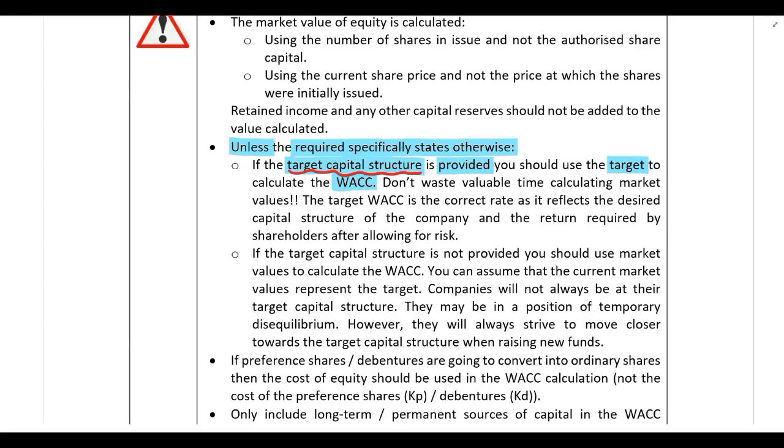Don't waste valuable time performing calculations that you don't need to perform. All right, so you can see that again over here. Don't waste valuable time calculating market values if the target capital structure has been given. On the other hand, if the target capital structure has not been provided, then you are going to use market values to calculate your weighted average cost of capital. So if the target capital structure is not given, you won't just calculate the cost of equity, cost of debt, and cost of preference shares. In addition to calculating the cost, you will also need to calculate the market values because we're going to use the market values in order to calculate the WACC, because we don't have the target capital structure of the company.